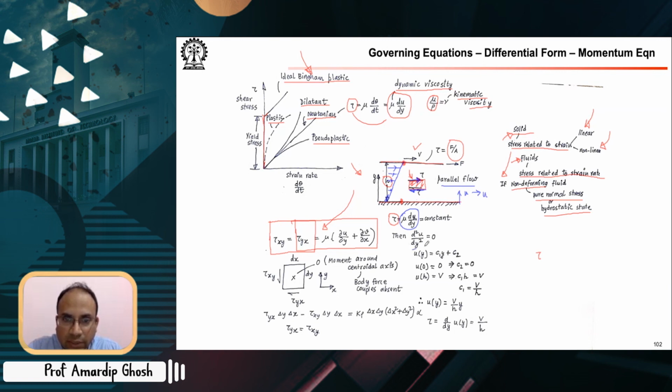Then by differentiating this, we can say the second derivative of u is 0. If you now integrate this, you will see that u(y) becomes v/h times y. So that's a linear variation in u. Just like a constant tau gives a linear variation in u, a linear variation in u will give you a constant tau. Again, this is a parallel flow problem. This is a classic problem, and the effect of viscosity is demonstrated by it.